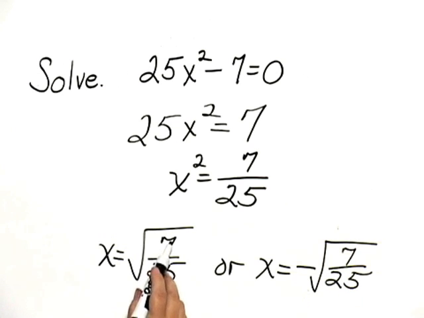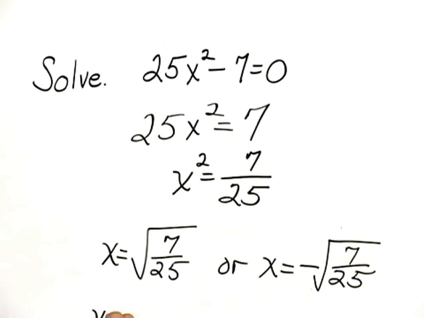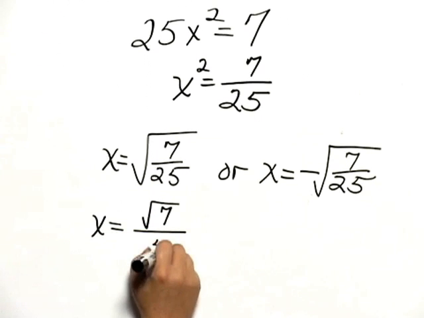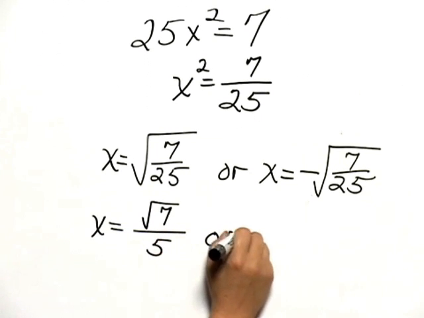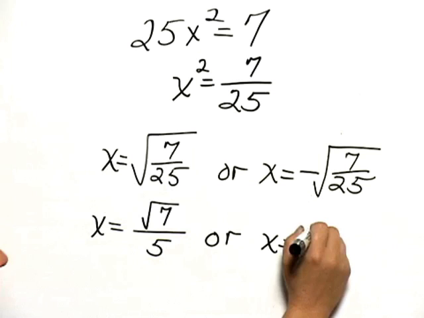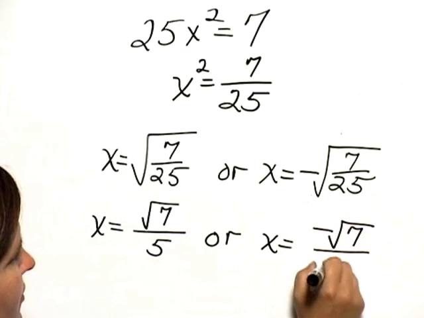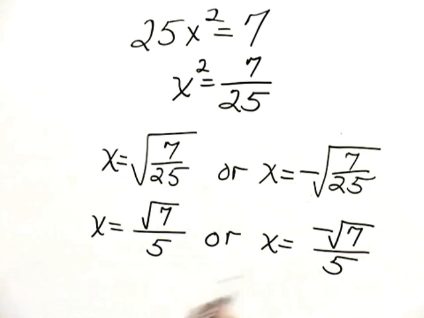We can take the square root of the denominator separately, which would give us x equals the square root of 7 over the square root of 25, which is 5, or x equals the opposite of the square root of 7 over 5. These are the two solutions.